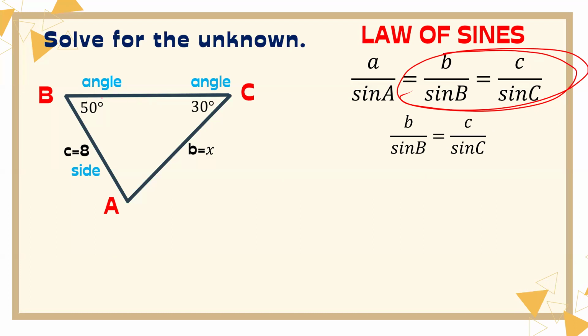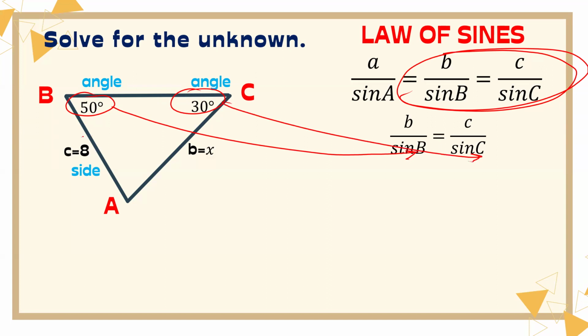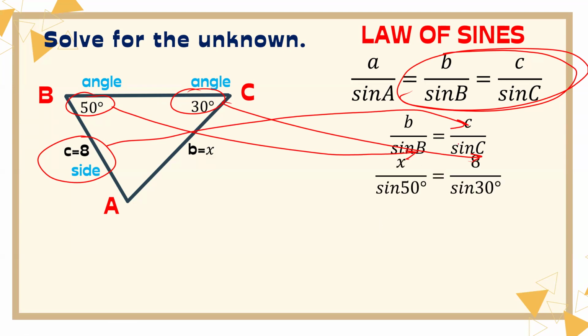So b over sine B equals c over sine C. Then we substitute the following values. Angle B will be here, angle C will be substituted here, and side c would be substituted here. Were you able to follow that? Very good. So if you substituted it properly, then you will have x over sine 50 is equal to 8 over sine 30. Then like before, we need to transpose our variables so that we'll be able to isolate x on one side.